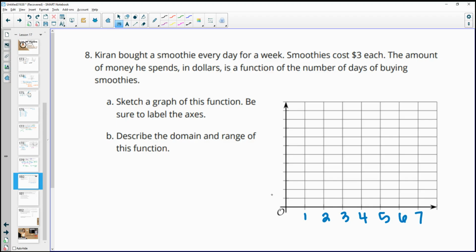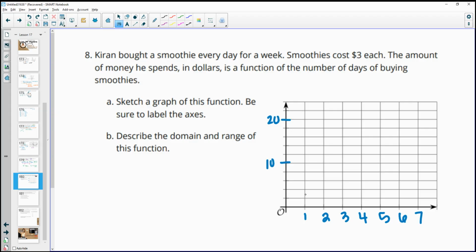And then the cost of the smoothie is $3. So I know each day he spent $3. Then, so I'm going to count like 7 times 3 is 21. So let me just make sure. 1, 2, 3, 4, 5, 6, 7, 8, 9, 10, 11, 12. So I'm just going to count by 2's here. So 2, 4, 6, 8, this would be $10. And then 12, 14, 16, 18, $20.